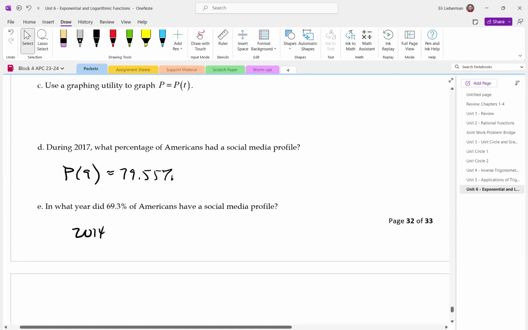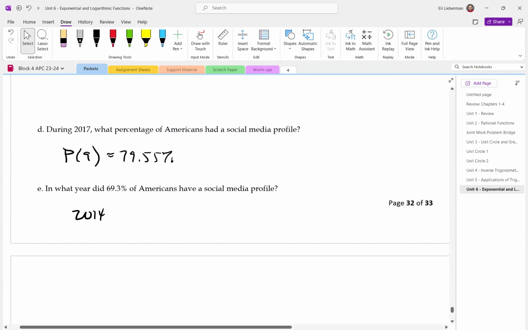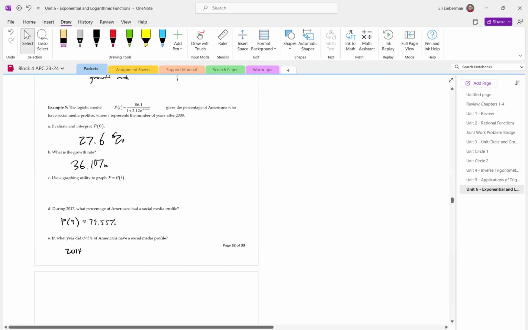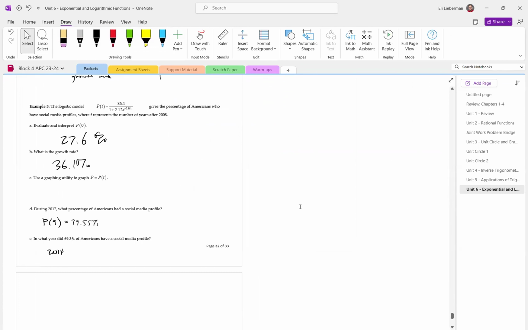And my final question to you is, approximately, and please discuss this with your neighbor, if this model holds true, in the year 10,000, what percentage of the population will have social media profiles? The answer is 86, we're really close to 86, or 86.1, maybe. Why not 100? It's the carrying capacity.